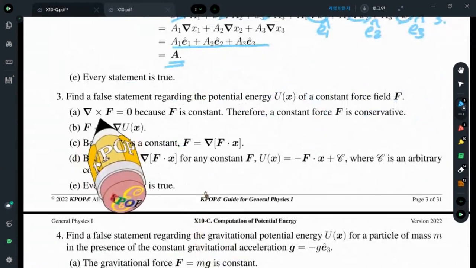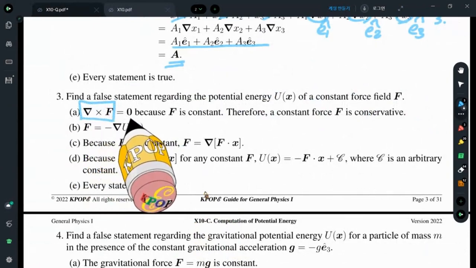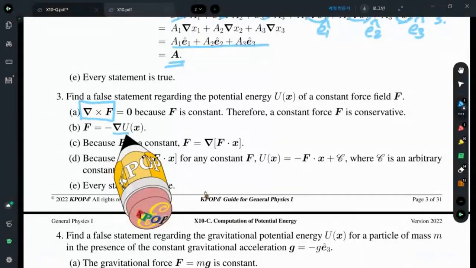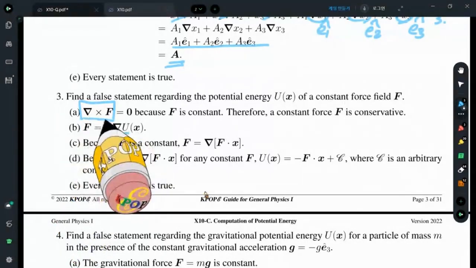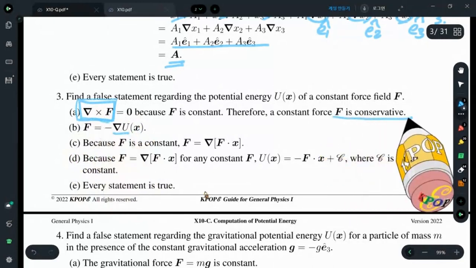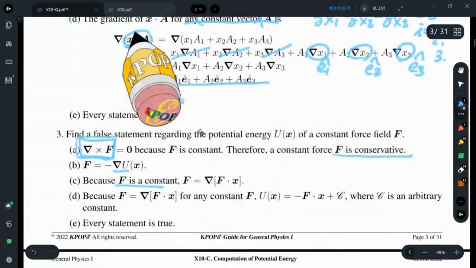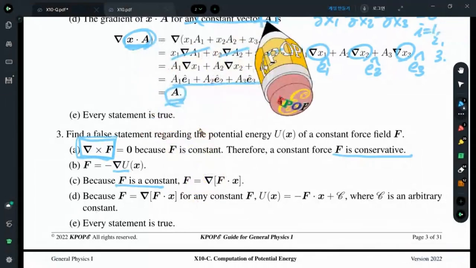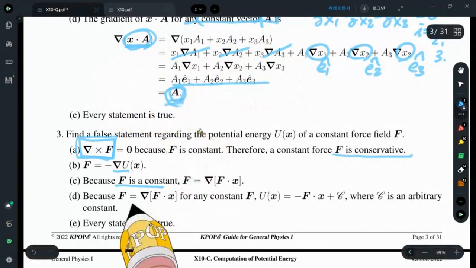In the previous class, we learned that if the curl of F is 0, there exists a gradient of U that satisfies the force. That means the potential energy exists. This is the very strong condition of the conservative force. If F is constant, we just make use of this simple formula, x dot A, when A is a constant vector. The gradient of x dot A is just exactly A.